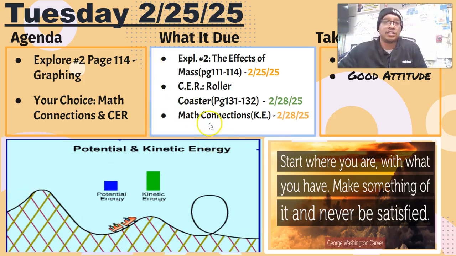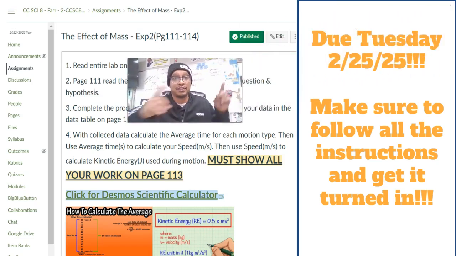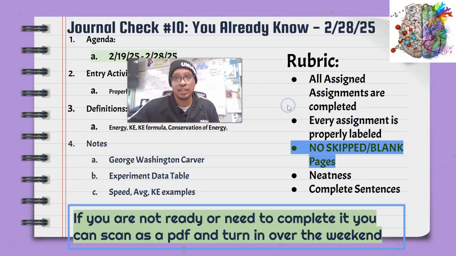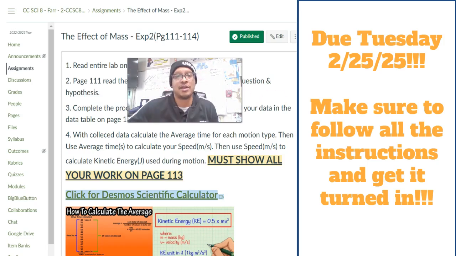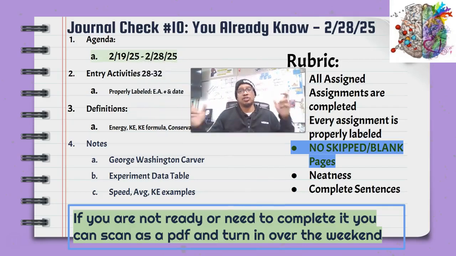Now, there is a Math Connections worksheet, so make sure to turn this in. This assignment is the Explorer number 2. It is due on Tuesday, so make sure to get that turned in. That also is the last assignment of the second trimester, so make sure to get that turned in. Okay, we will be having journal check number 10, and we will be having that on Friday.